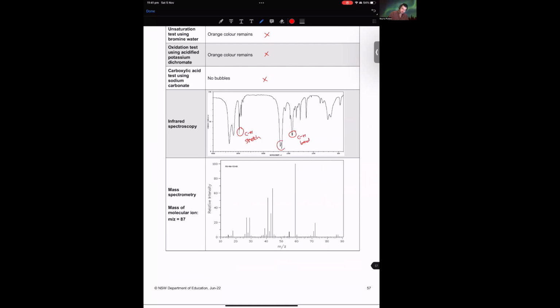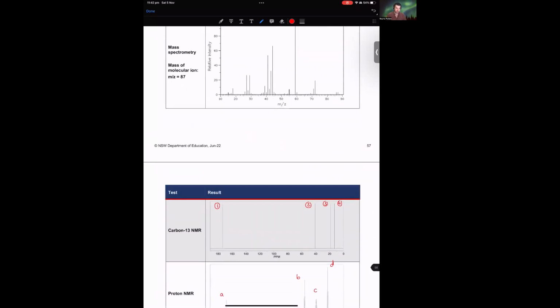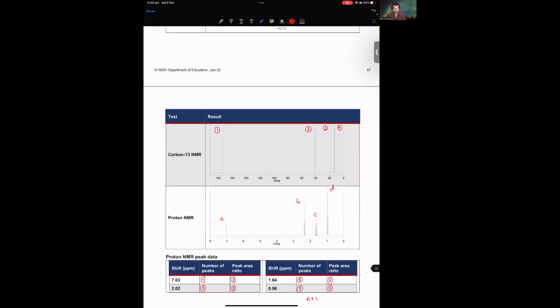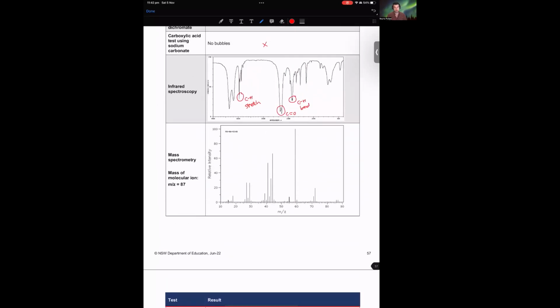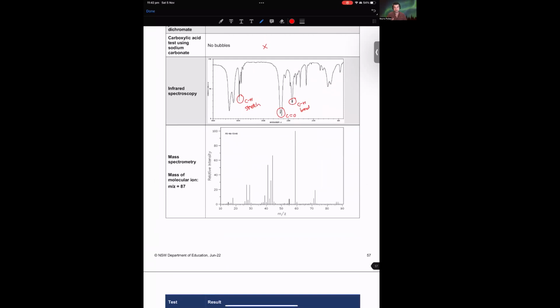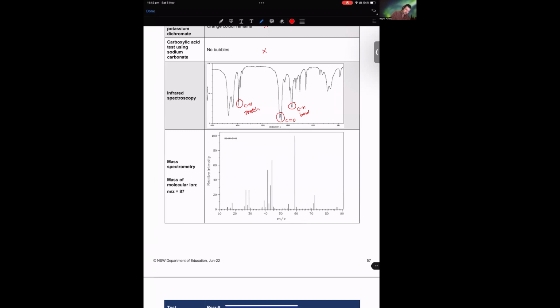Interestingly, we can see a strong peak here, which to me suggests C double bond O, which lines up with our highly de-shielded carbon. Okay. But remember, there's no carboxylic acid. So this is just a carbon double bond oxygen so far as we know. And then we see this kind of weird shape.